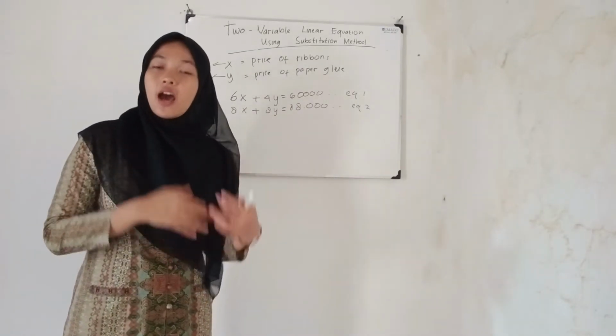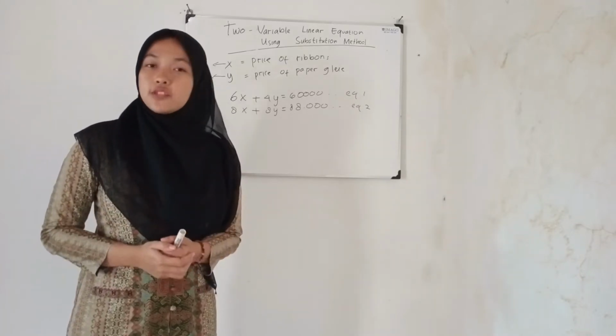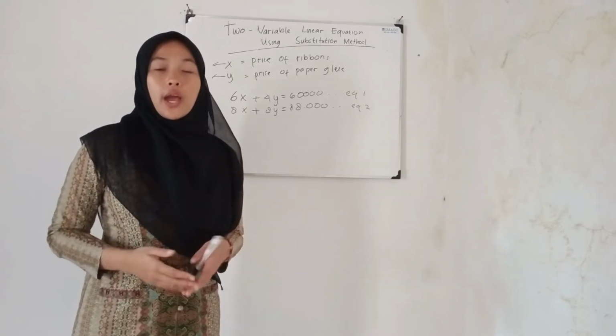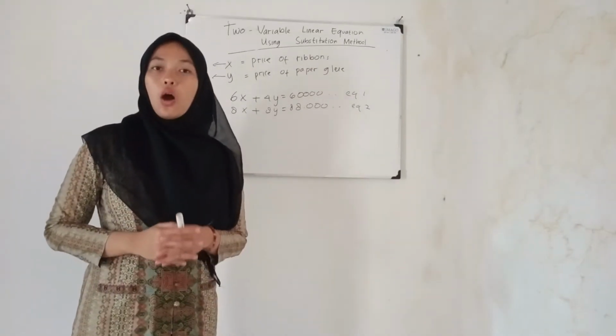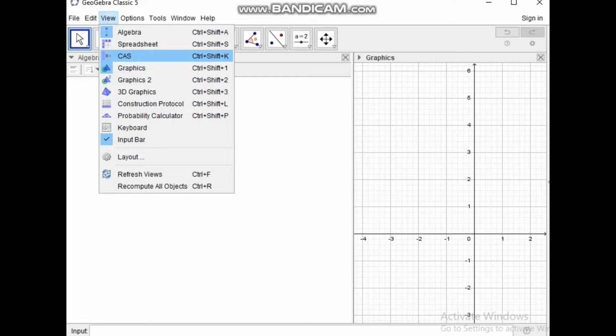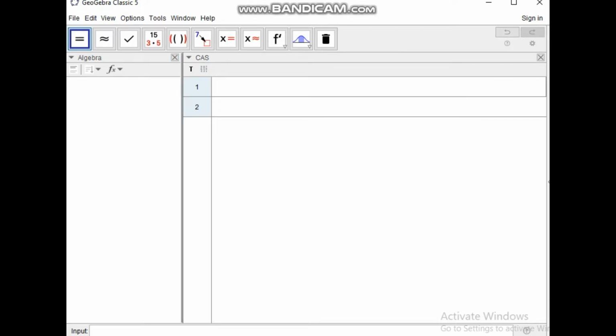Okay, last meeting I asked you to bring laptop again, right? So I know that you have done to install GeoGebra. GeoGebra can also help you to solve this problem. Okay, I will show you how it works. Open your GeoGebra application. After the display looks like this, click View, then click CAS. Then you will have a CAS view like this. You can close the two-dimensional view like this, and you can also close the algebra view like this.